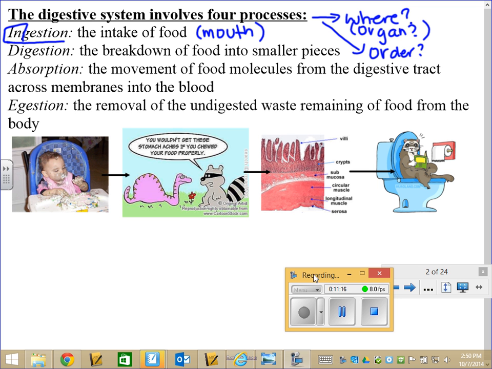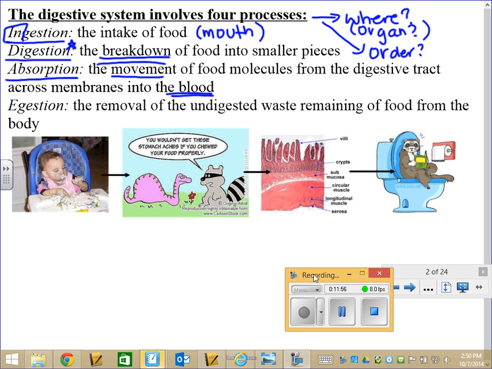The second thing that happens is digestion. And digestion, I'm going to put a little star beside because I'm going to talk about it again. There's more than one way that food is digested, and it happens in a bunch of different places. But generally, it is the breakdown of food into smaller pieces. So first you put the food in, then you break the food down, then absorption. That is where food molecules move from the digestive tract across membranes into the blood.